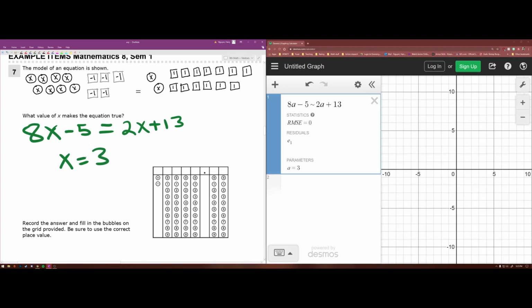Now, we can't just leave it like this. We have to bubble it in, and make sure you bubble it in correctly. The 3 is going to go right here because this is our ones place. So I'm going to bubble in 3. And then if you want, you can do 0, 0 and bubble in that. That's it for problem number 7. Hopefully this helped out, and let's move on to question number 8.